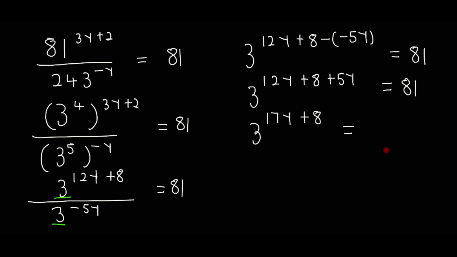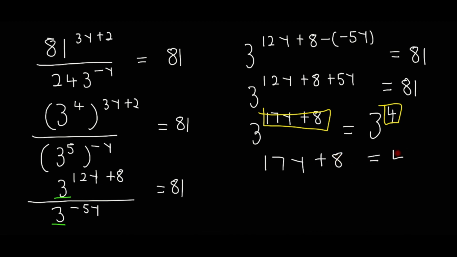And then now, because I know that the variable I am solving for is in the exponent, I must make sure that the bases are the same. So we can change 81 into its prime base, and then we get 3 to the exponent 4. So from there we equate these exponents. So 17y plus 8 is equals to 4, and then from there 17y is equals to 4 minus 8, and then 4 minus 8 is minus 4.